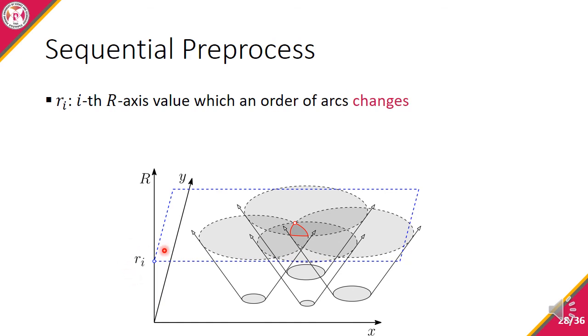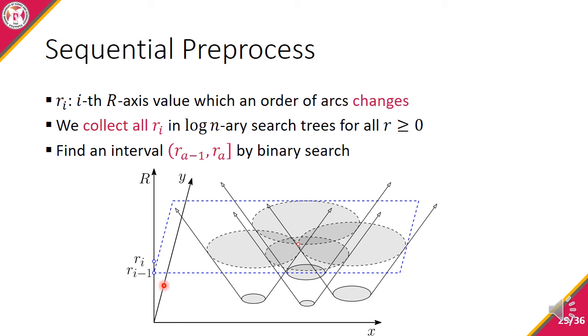Let Ri be the i-th R value at which the order of arcs changes. Let's see the figure. One circular arc disappears at Ri, and all arcs disappear at Ri minus 1. Like this, we collect all Ri in the log n array search trees for all R values, and find an interval by binary search. Finally, construct the log n array search tree for this interval.